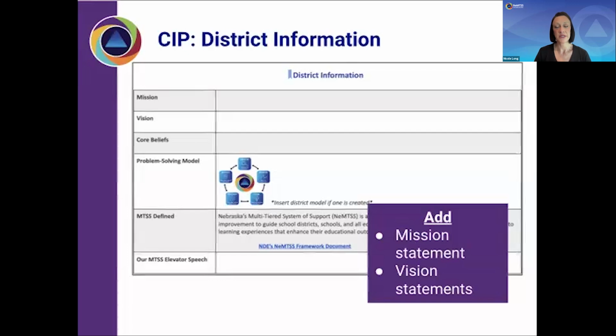As we build the infrastructure in the template, we will first add the district's mission and vision statements. Additionally, you can add the core beliefs and norms for the meeting times that you'll have together. In this table, the problem-solving model has an image placeholder for the Nebraska MTSS problem-solving model. If your district has adopted your own, please insert that here.